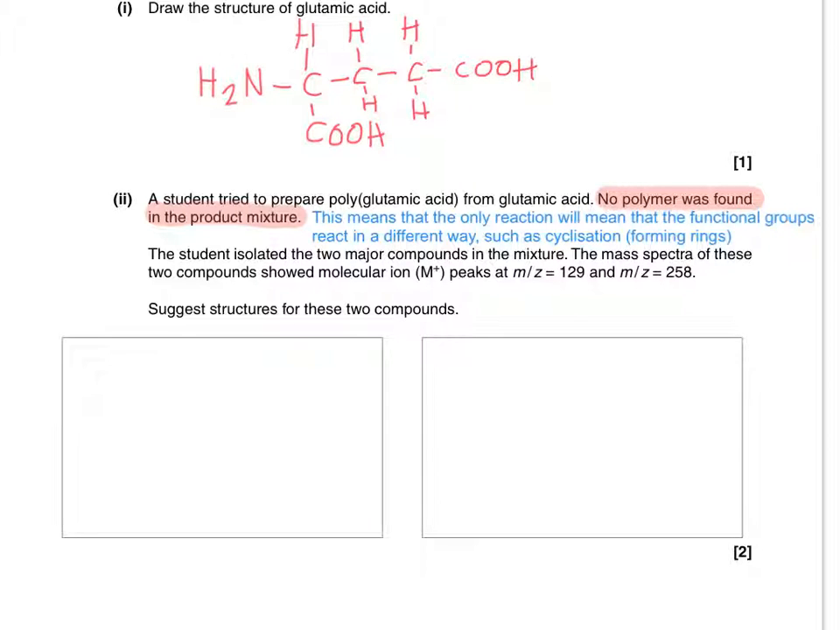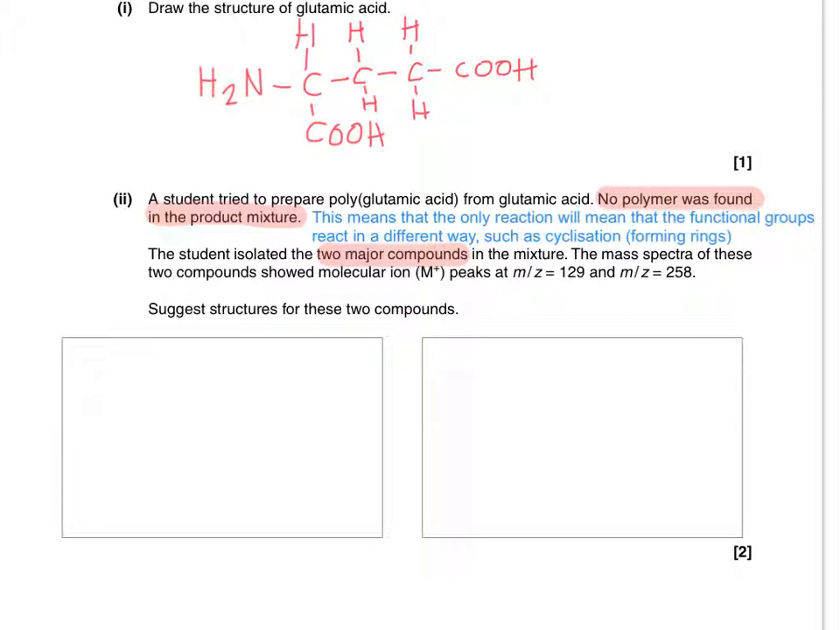So it said the student isolated the two major compounds in the mixture. That means something has reacted. It means that it doesn't just not reacted, something has happened chemically. So the only thing you can arrive at really is that a non-polymer product is formed. The only way that that could work between the functional groups that you've got on your glutamic acid is ring structures being formed somehow, or what we call cyclization.